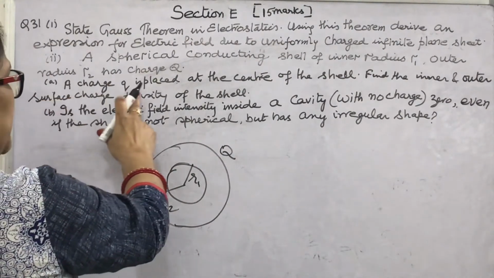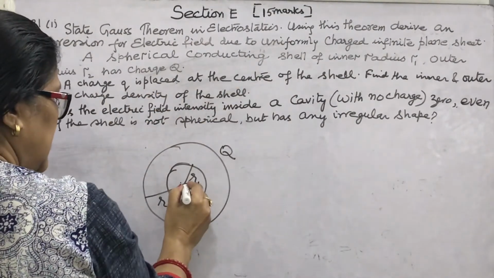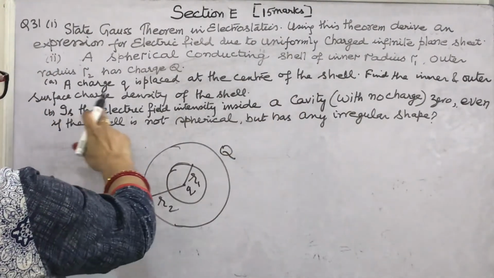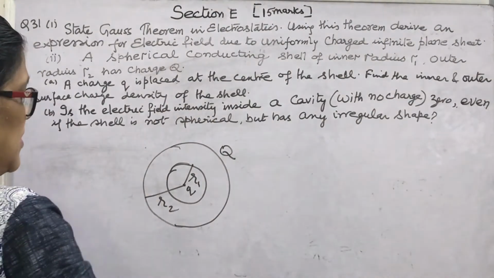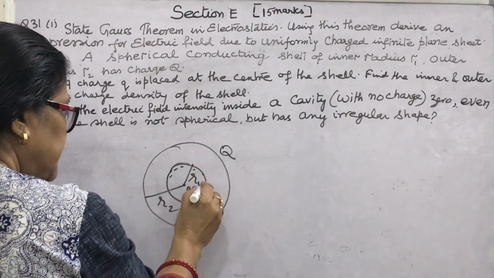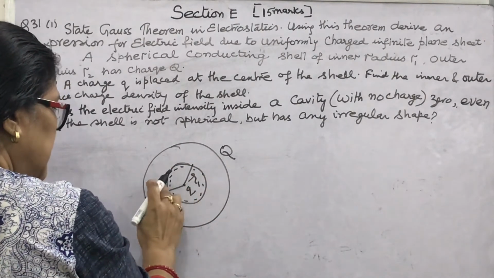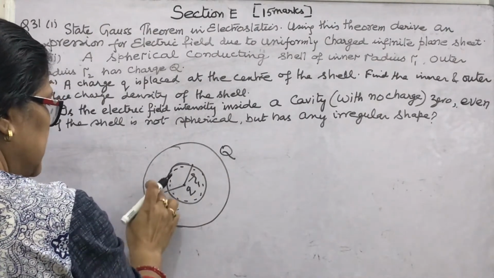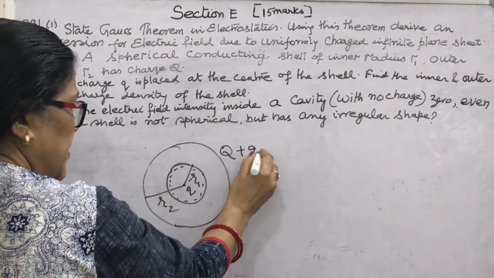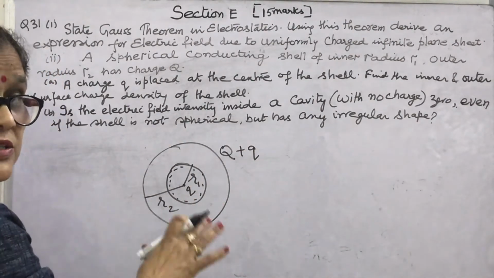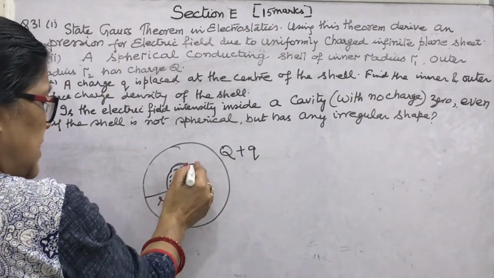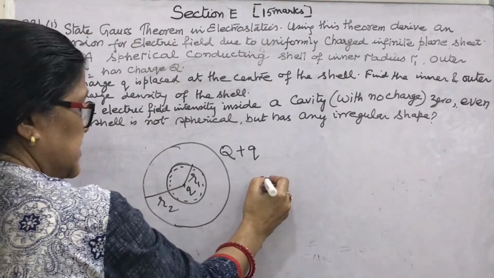First point, a charge q is placed at the center of the shell. Here this charge small q is placed at the center of the shell. Find the inner and outer surface charge density of the shell. Look, this charge plus q will induce negative charge at the inner surface and positive charge at the outer. So the positive charge due to this surface will come here, and it will become Q plus q. Learn this.